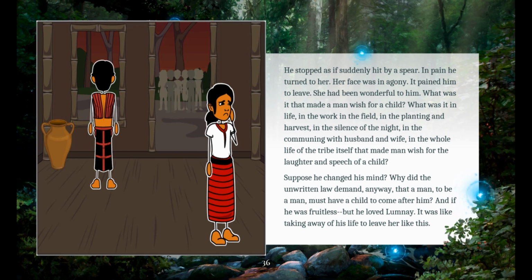Suppose he changed his mind. Why did the unwritten law demand, anyway, that a man, to be a man, must have a child to come after him? And if he was fruitless, but he loved Lumnai, it was like taking away of his life to leave her like this.